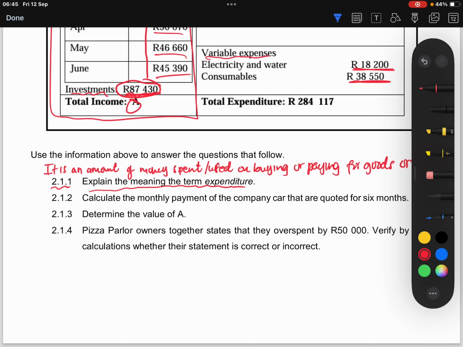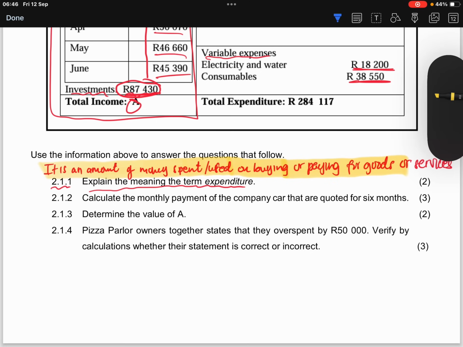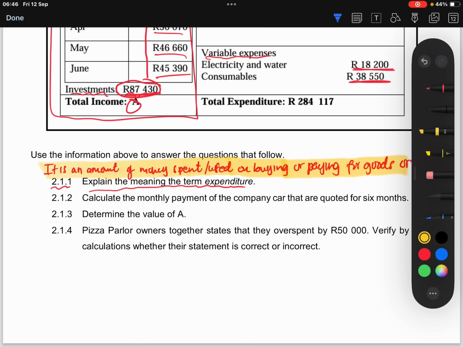Right. 2.1.1 says explain the meaning of the term expenditure. Expenditure, guys, is already written there. Expenditure is an amount of money spent or used on buying or paying for goods or services. There are services here. Now let's go to 2.1.2.